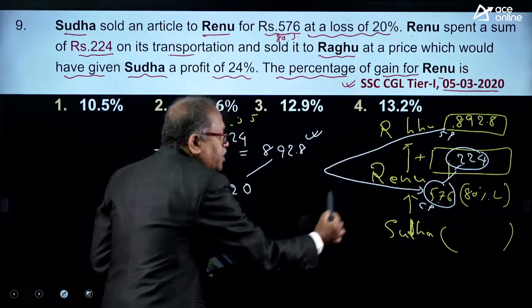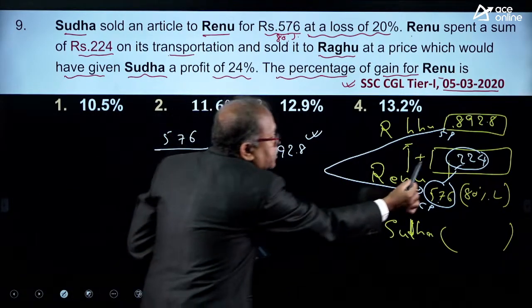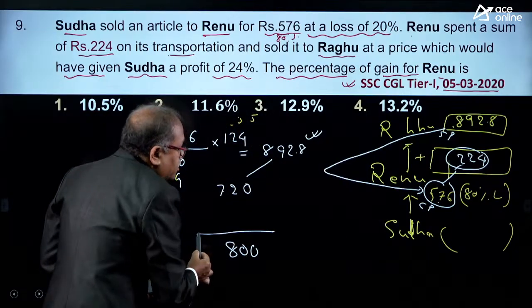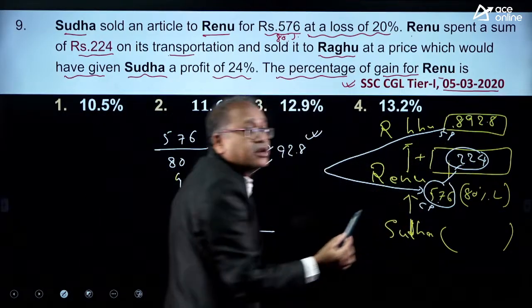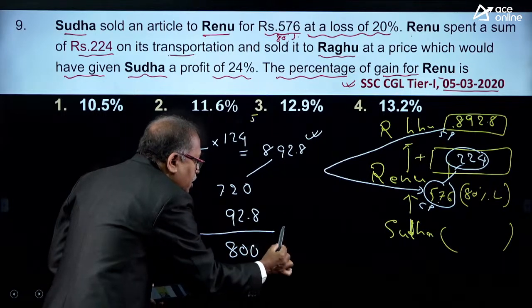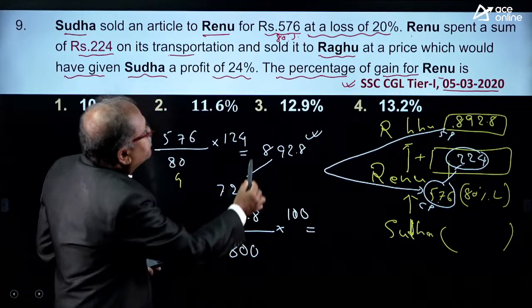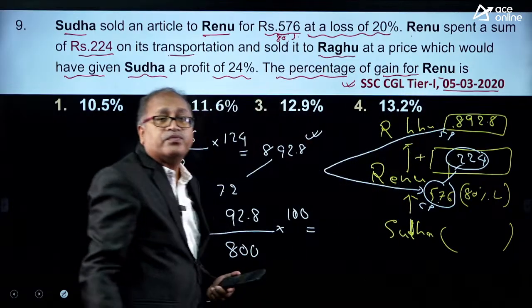So the CP of Renu is 800 and the SP is 892.8. So the profit is 92.8 into 100, that gives us the profit percentage of Renu.